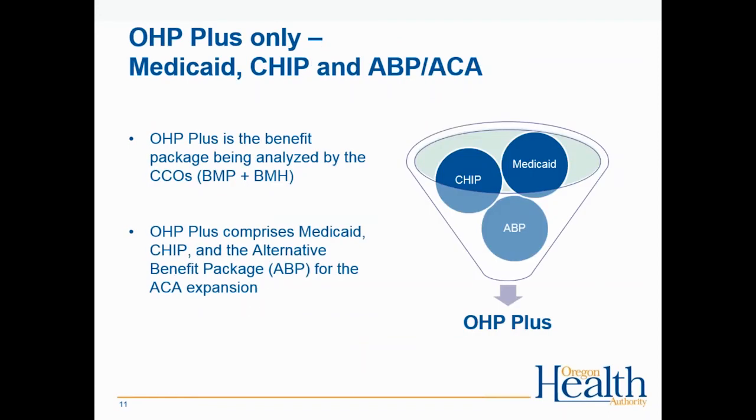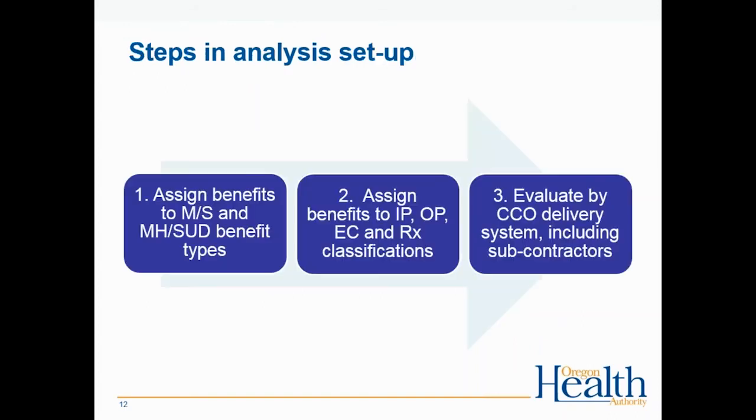So first, the idea that OHP plus is the area of analysis. So that includes Medicaid, CHIP, and ABP, ACA. So again, this is the BMP and BMH services, and we're looking specifically at Medicaid, CHIP, and the ABP for the ACA expansion. So in the state of Oregon, these are all defined using the same criteria, so we'll be analyzing them together in a bundle.